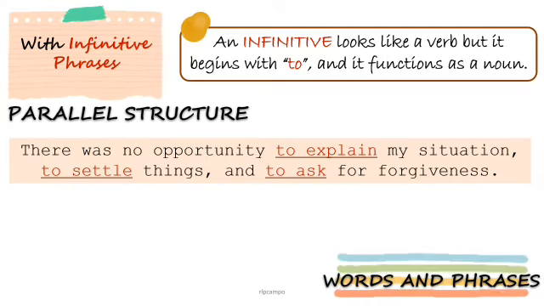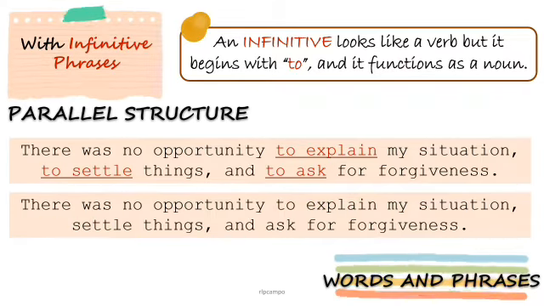Another way of writing this sentence is, there was no opportunity to explain my situation, settle things, and ask for forgiveness. You can use to before all the verbs in a sentence or only before the first one.